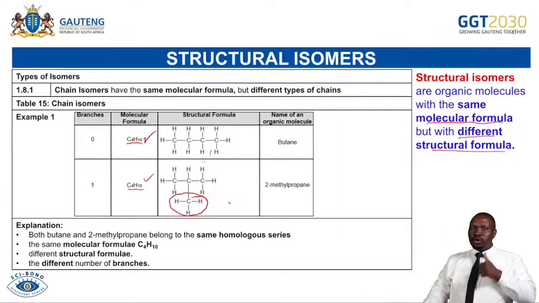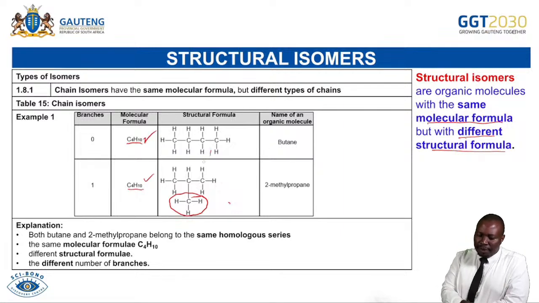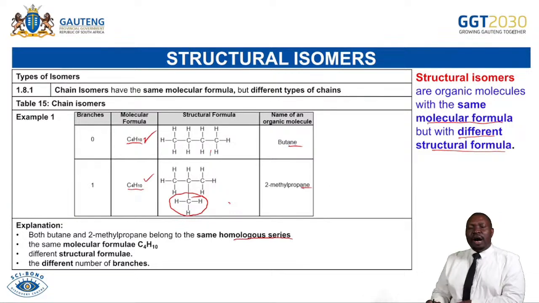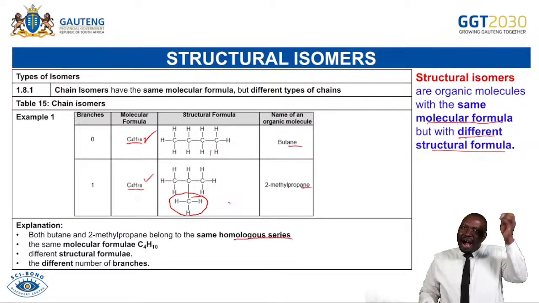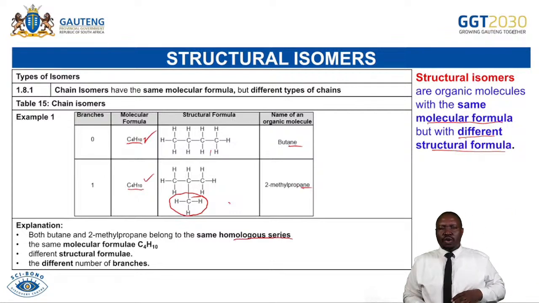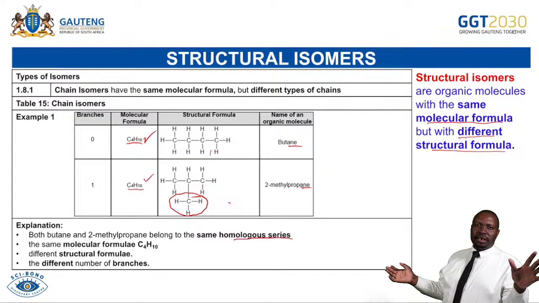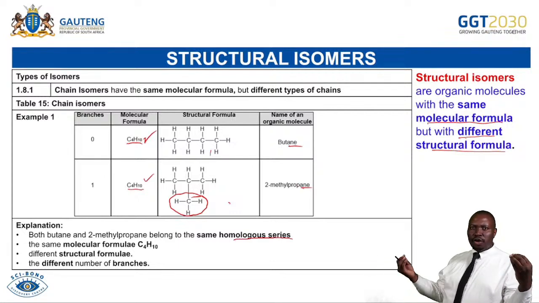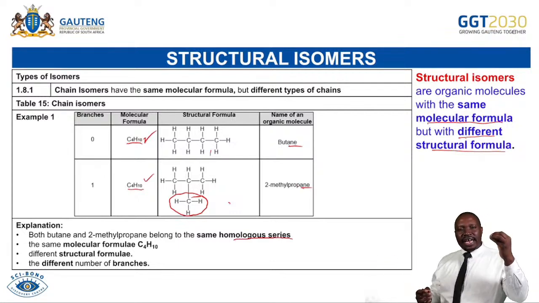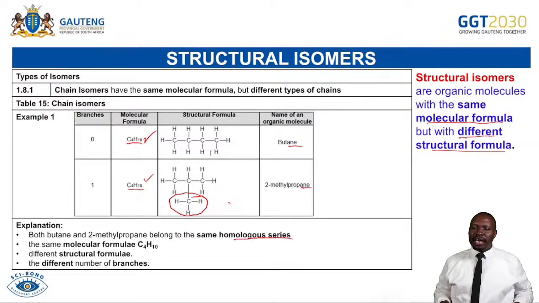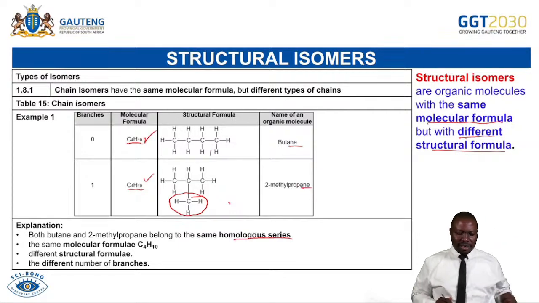And the one thing that I want you to understand is that both butane and 2-methylpropane belong to the same homologous series. They are all alkanes, hence the name ends with ane. So chain isomers are within a homologous series. When you talk about chain isomers, you cannot have an alcohol and a carboxylic acid and say they are chain isomers. They cannot be. Why? Because chain isomers are within a homologous series. They must belong to the same homologous series. That's the first thing.